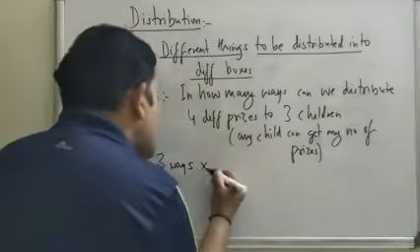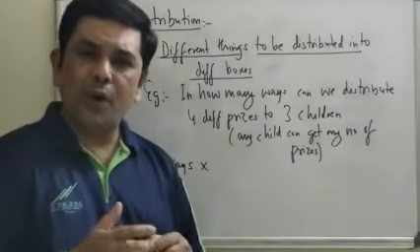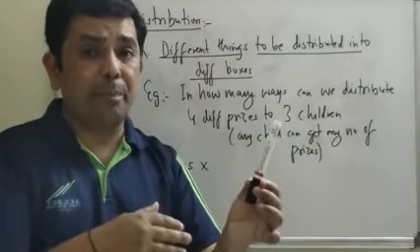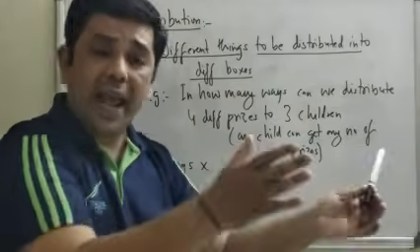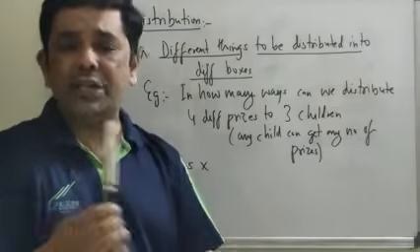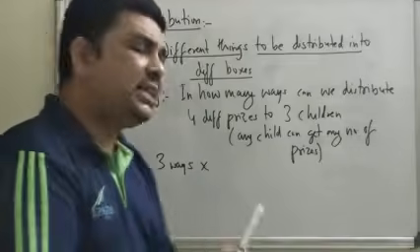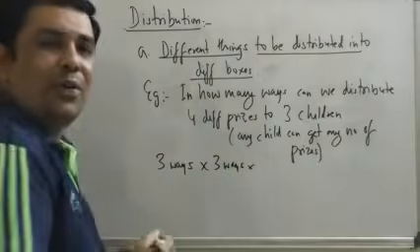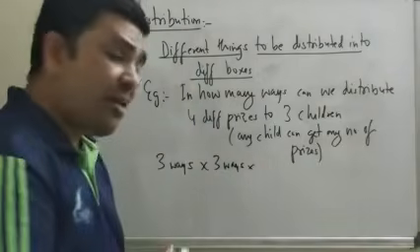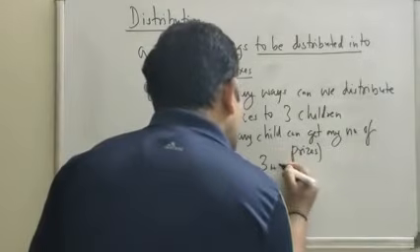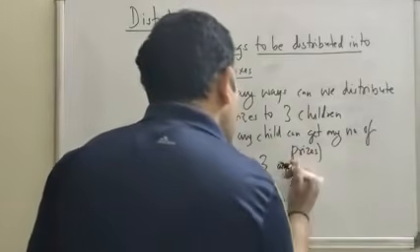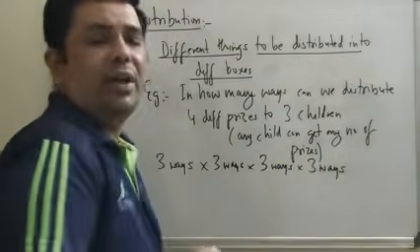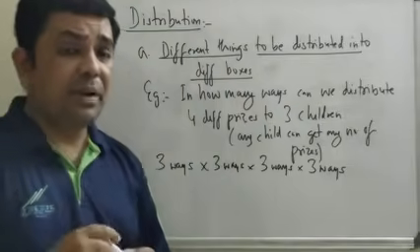Once I distribute the first prize, what about the second prize? I have got another prize which is different from the first. How many children? Again 3 children. Any condition? No condition. So this prize can again be given away in 3 ways. In how many ways can I give away the third prize? The third prize can again be given away in 3 ways, and the fourth prize can again be given away in 3 ways. Very simple.